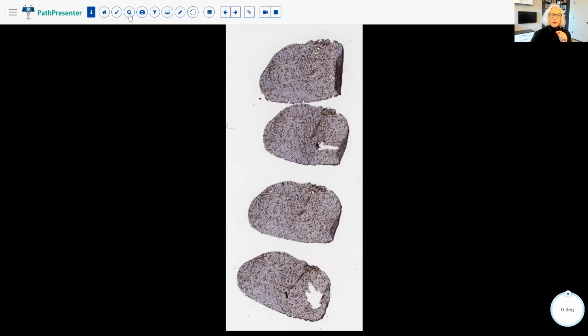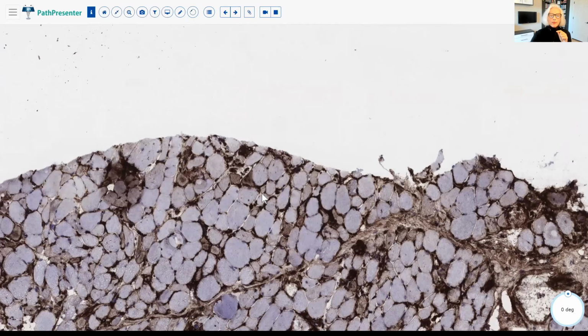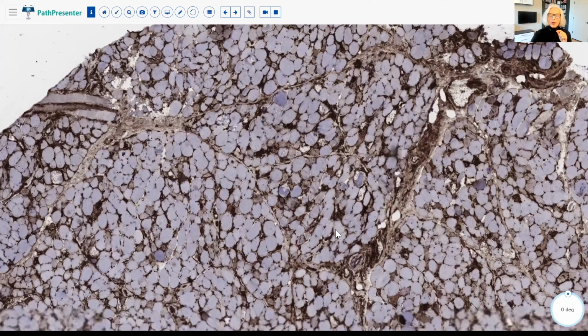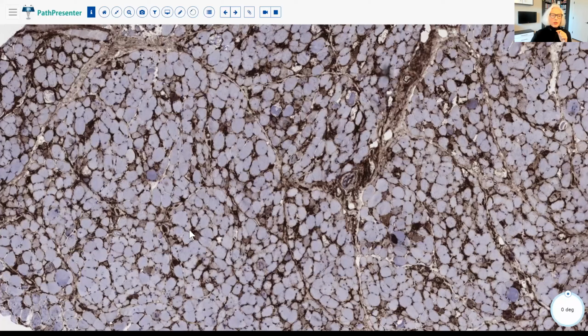Here, again, is MHC1. And so you can see here that it's quite diffusely positive. These regenerating fibers are staining particularly strongly, but you also see diffuse upregulation in muscle fibers otherwise.